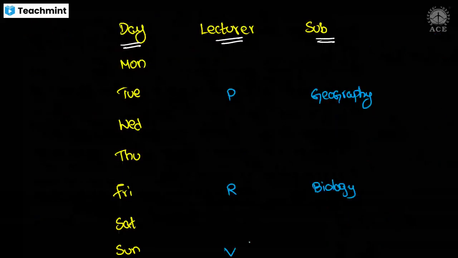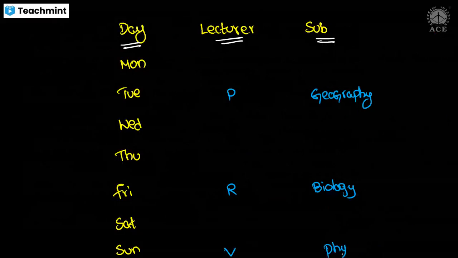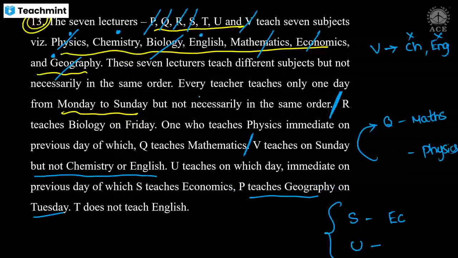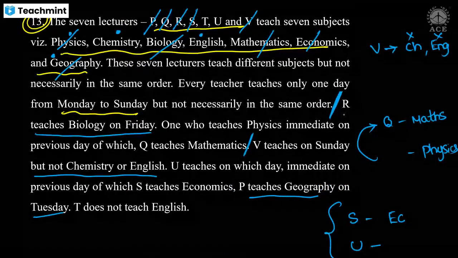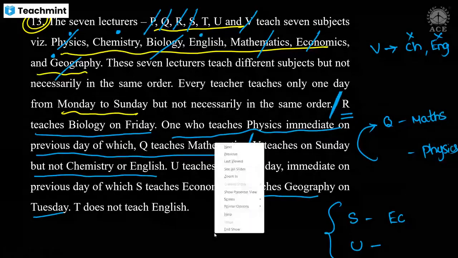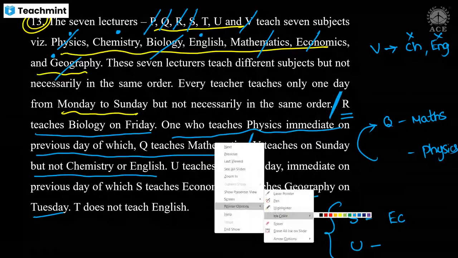Now, when V is physics, we have one other piece of information. Previous day is what? You just go back. R teaches Friday. The one who teaches physics, somebody is teaching physics. The day before, the previous day, Q teaches mathematics. On a certain day, you teach physics.